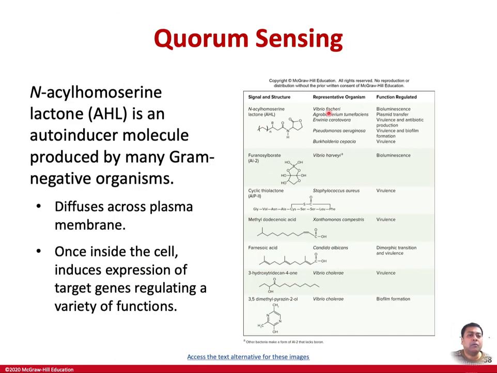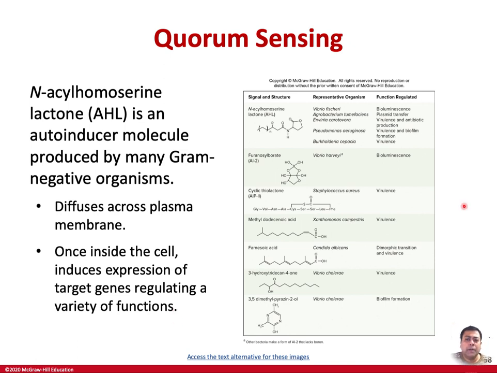So right here, what we are looking at is the N-acyl homoserine lactone, which is known as an autoinducer. And what we are going to look at is that this is actually produced by a particular organism, a gram-negative organism, and there are many others. Most of them, if you take a look at them, look pretty hydrophobic. And as they look hydrophobic, they diffuse across the plasma membrane. On the other hand, once inside the cell, these allow the expression of target genes regulating a variety of functions. So let's take a look at how this works.